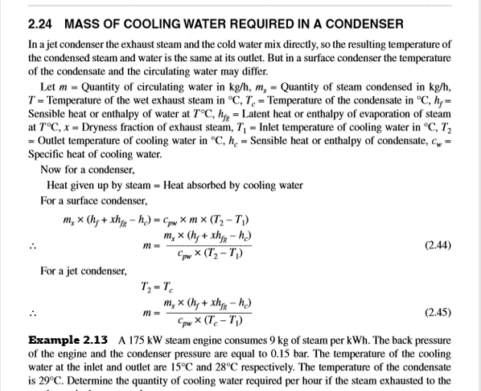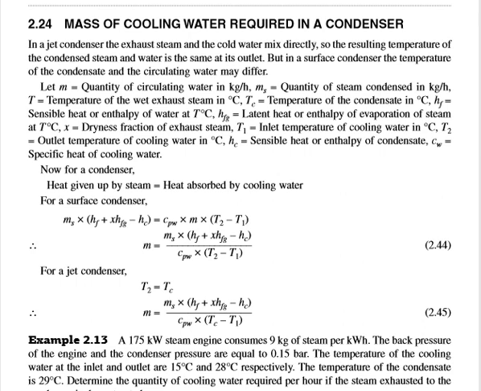Consider the surface condenser. You write down the mass of steam into (hf plus x hfg minus sc). Here hf means the sensible heat, hfg means the latent heat of enthalpy, and sc is the sensible heat of condensate. The heat lost, that is the sensible heat of water plus latent heat minus the sensible heat of condensate, equals Cpw, the specific heat of cooling water, times the mass of cooling water, times (T2 minus T1), the temperature difference of the cooling water.